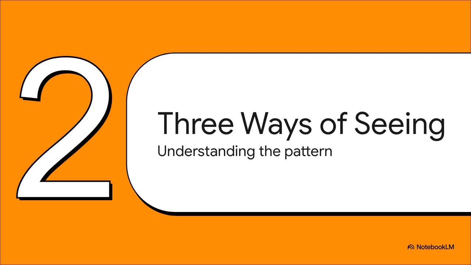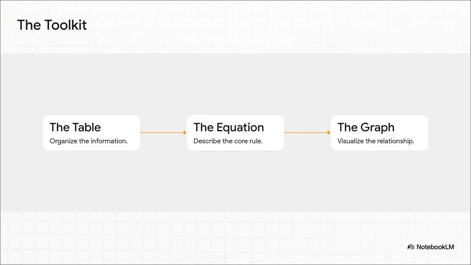To really get a handle on this pattern, we need a toolkit with 3 different ways of seeing the same information. Think of them like 3 unique lenses, and each one is going to show us the same pattern in a powerful new way. And here it is. This is our toolkit. First, we're going to organize all the information in a table. From there, we can figure out the core rule and describe it with an equation. And then, finally, we'll bring the whole thing to life with a graph. Table, equation, graph.